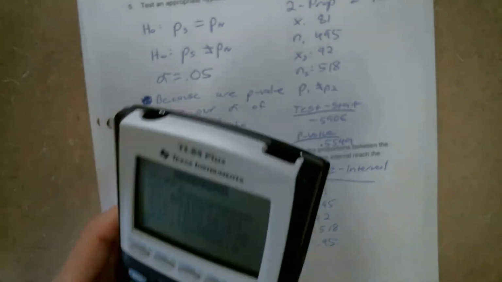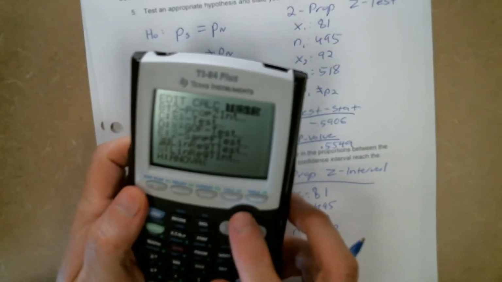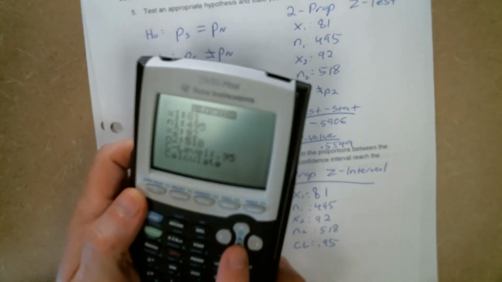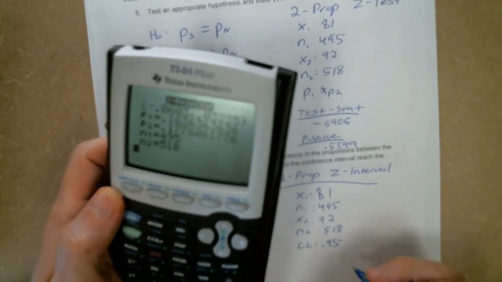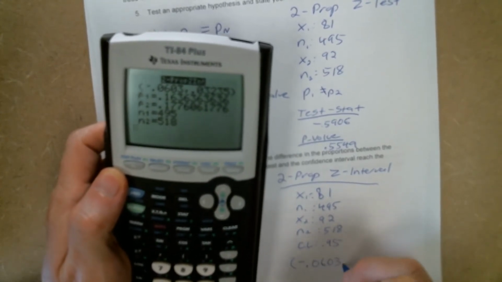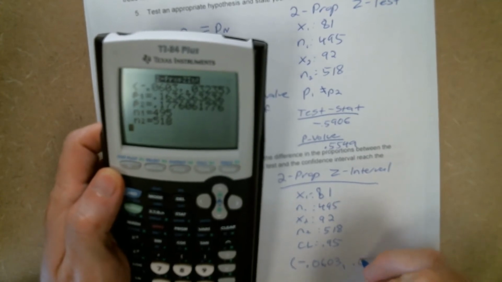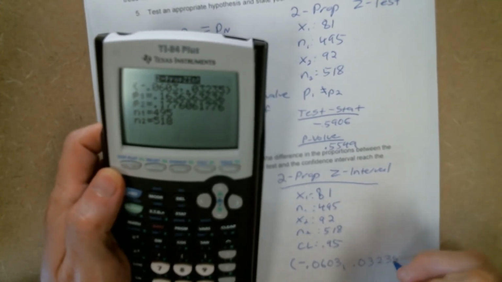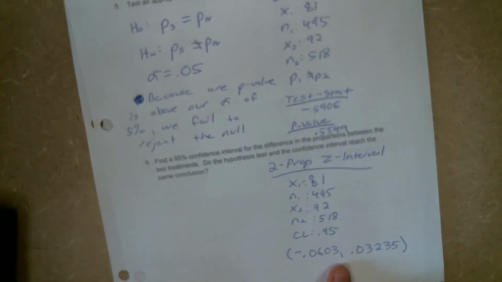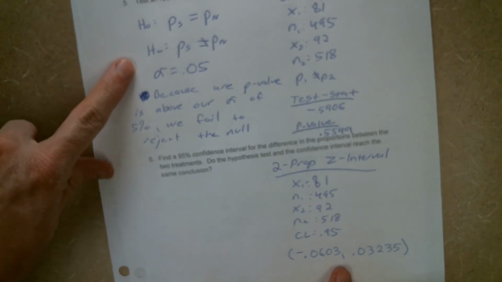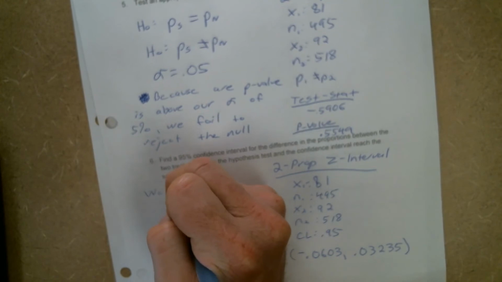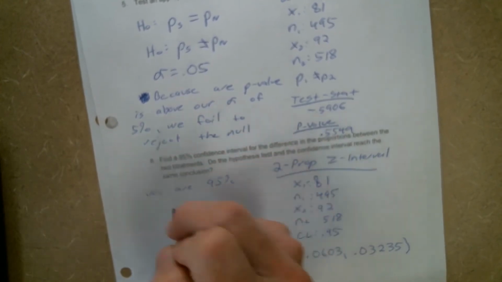All right. So if I bring that over to the calculator, stat tests, 2-prop Z interval, the numbers are already in there for me because I just did the hypothesis test. I'm going to get an interval between negative 0.0603 and positive 0.03235. So just like we expected, 0 is inside of our interval, which is supporting the conclusion we reached with our hypothesis test.